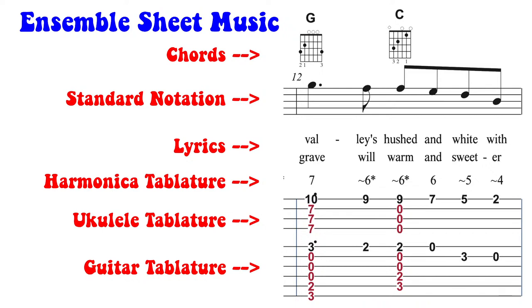Those of you, this came up initially, most of it we don't talk about anymore, but chromatic harmonica and diatonic harmonica are different instruments. You can't change them out freely. The sheet music is set up for one or the other. Ukulele tablature is underneath that and guitar tablature underneath that, and that's for those guys.